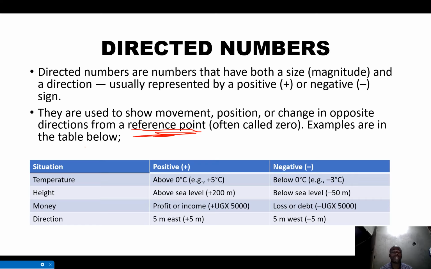We also have another situation for direction. Directions are given in reference to a certain point. For instance, from 0, if someone moves 5 meters due east, that is positive 5 meters. But if someone covers 5 meters due west, we say that is negative 5 meters. So that's how directed numbers help us in showing movement, position, and changes in direction.